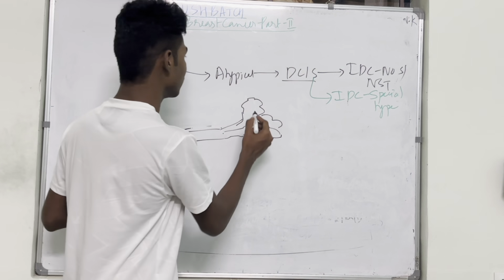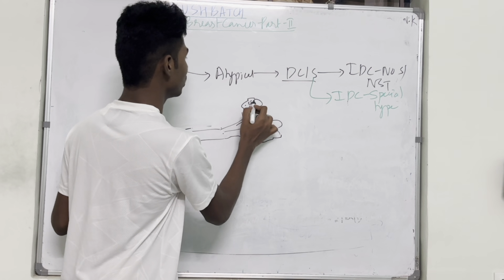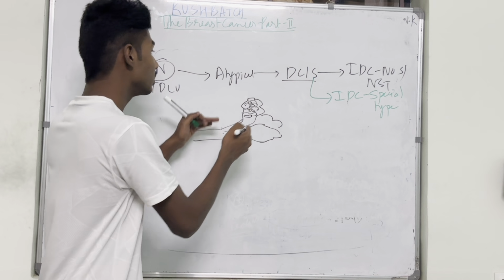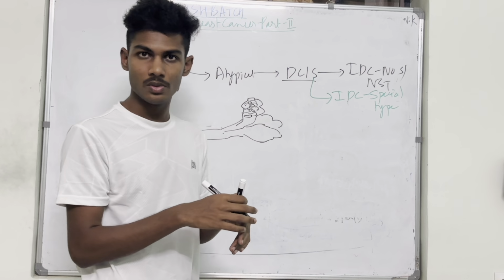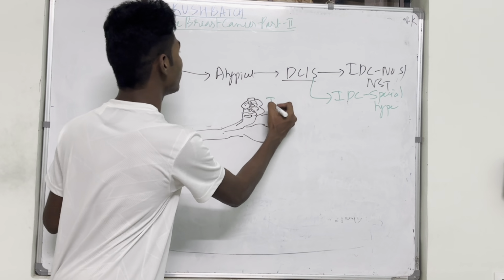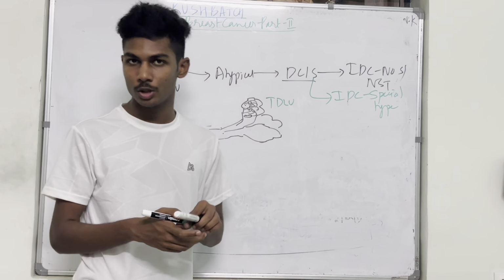So tumor cells are getting proliferated here. Okay, the tumor cells are multiplying, but it is within the TDLU. What is this? This is a TDLU, which is a microscopic structure. Okay, terminal duct lobular unit.